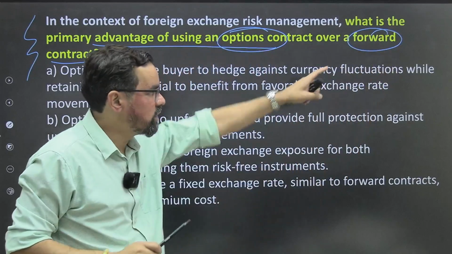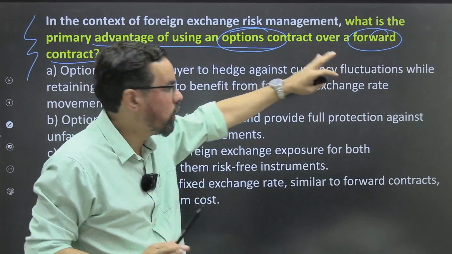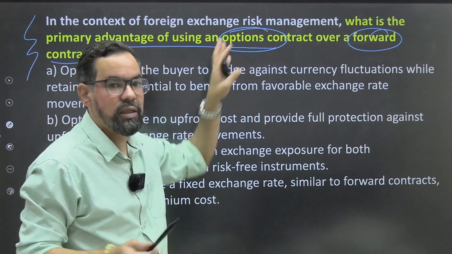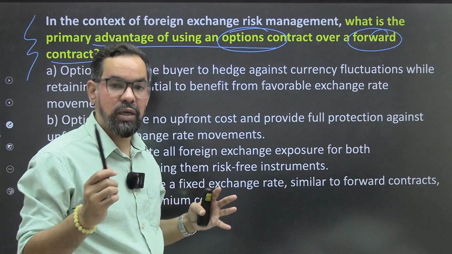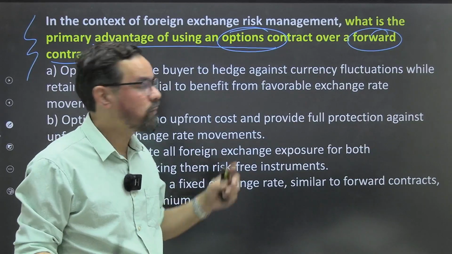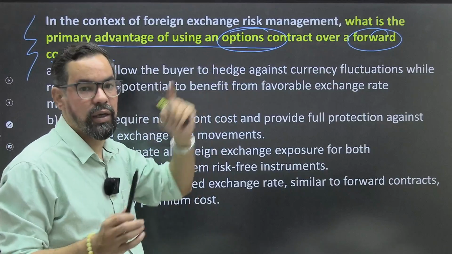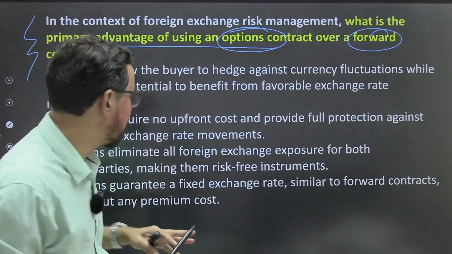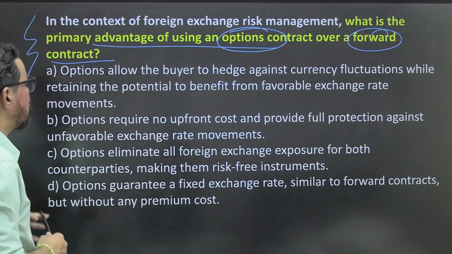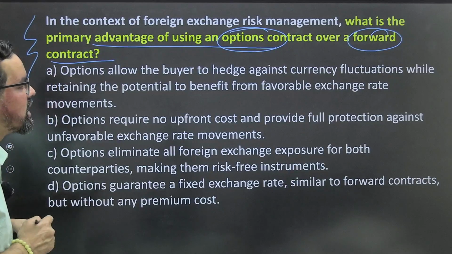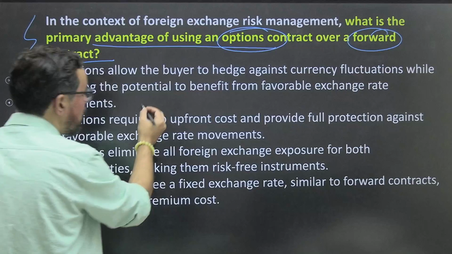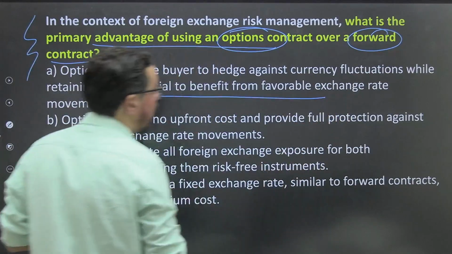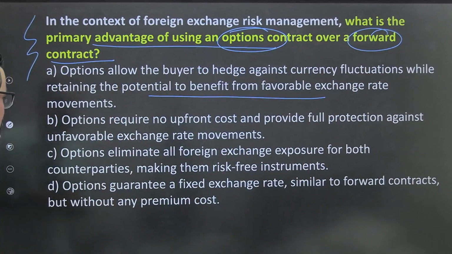So in this case, there is counterparty risk involved. In the other case, these are traded on recognized stock exchanges. So एक्सचेंज स्टैंड द गारंटी. ठीक है. तो यहाँ पे डिफॉल्ट होने की काउंटर पार्टी की जो आपकी प्रोबेबिलिटी है वो ना के बराबर है. तो वी विल चेक द क्वेश्चंस. Options allow buyers to hedge against currency fluctuations while retaining the potential benefit from favorable exchange rate movements.